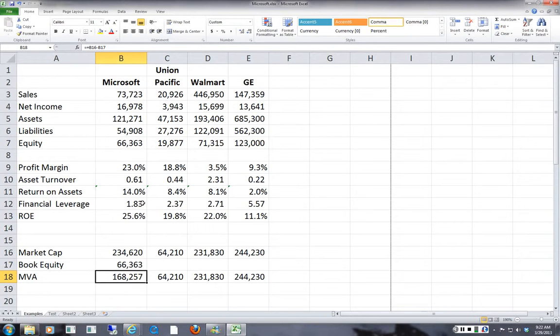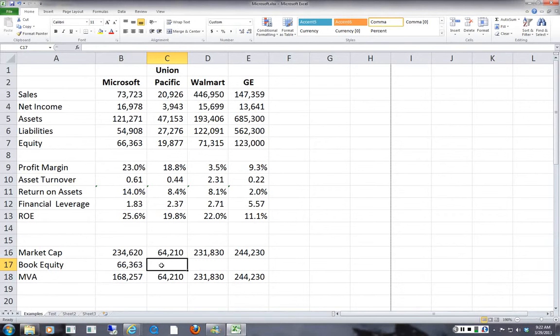And so what this says is this is market value added, MVA, which means that the market has a substantial valuation of Microsoft. It's $68,257,000,000 of MVA, market value added. We will talk a lot more about this. This is just giving us a preview of it.